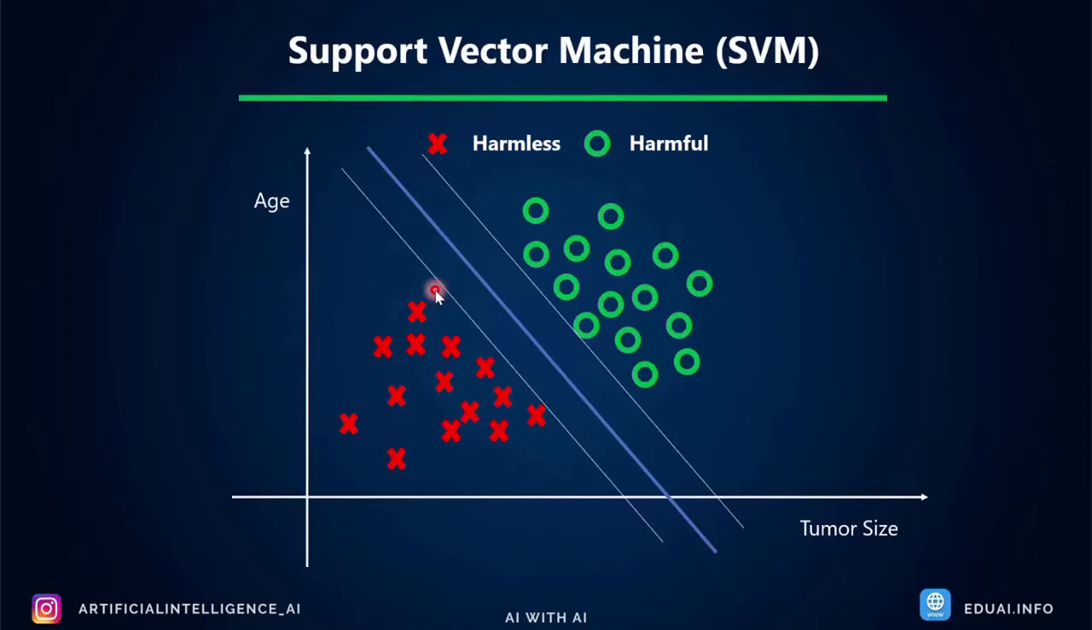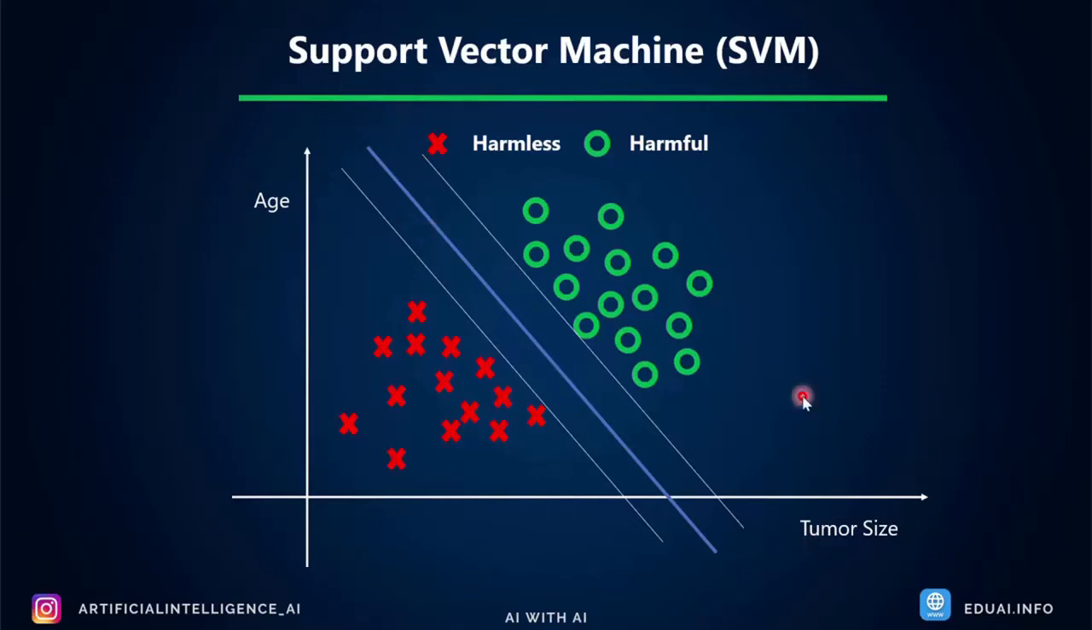So in simple words, the goal of the SVM algorithm is to create the best line or decision boundary that can segregate n-dimensional space. Currently it is a line because of 2 dimensions, but in 3 dimensions and more, I will call this a hyperplane. So this line will become a hyperplane.